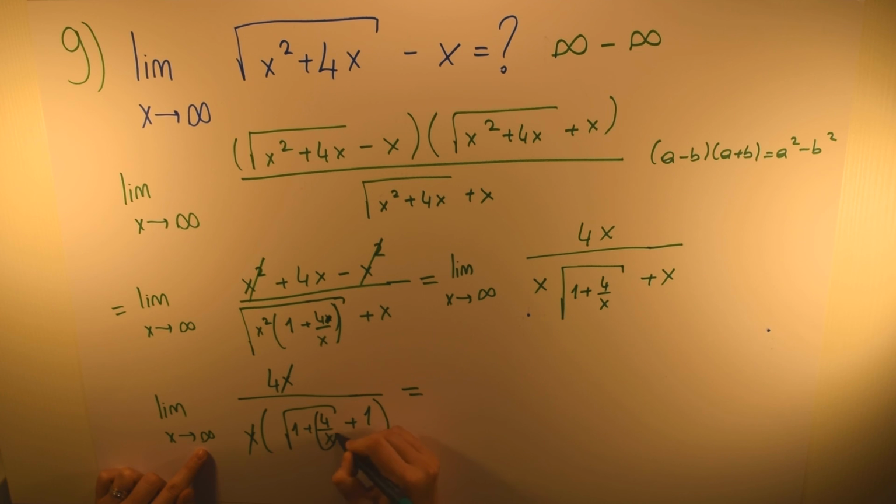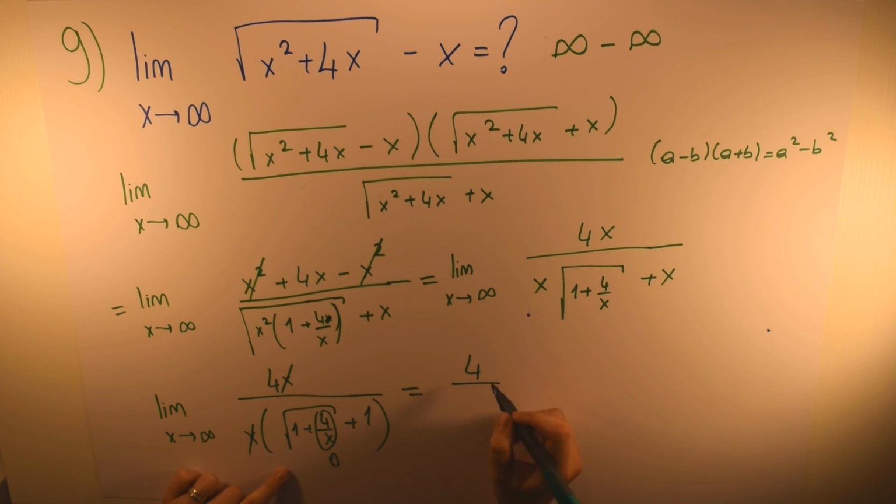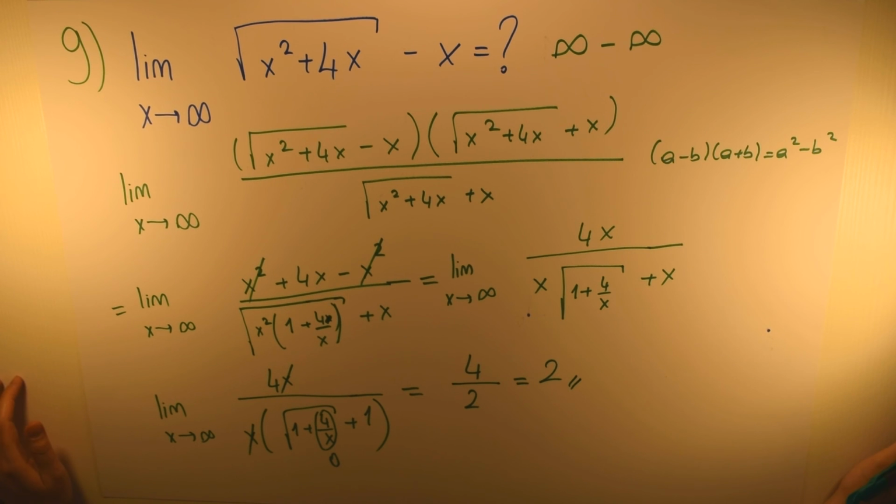Okay, now I cancel out these x's, and then from here 4 over x, when x goes to infinity, this is equal to 0, right? So in the numerator I have 4, in the denominator I have 1 plus 1, it's 2, so 4 over 2, 2 is the answer for our question.